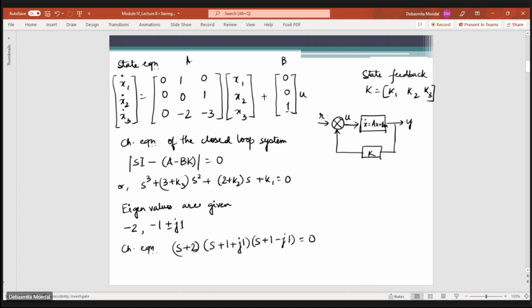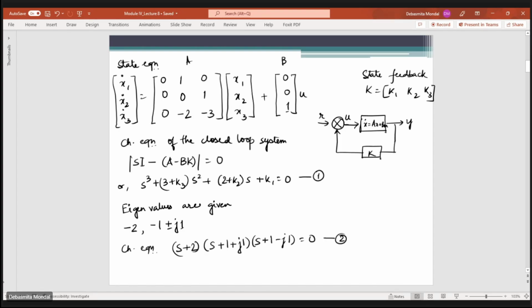Now if you simplify this equation, you will have a third order equation. If you compare these two equations, this is your equation number 1 and this would be your equation number 2, you can find out the values of k1, k2 and k3. Once you know the values of k1, k2 and k3, that is nothing but the state feedback that is provided to you. In this case, we are considering that all the state variables present in the system are available to you for measurement and controlling purposes.